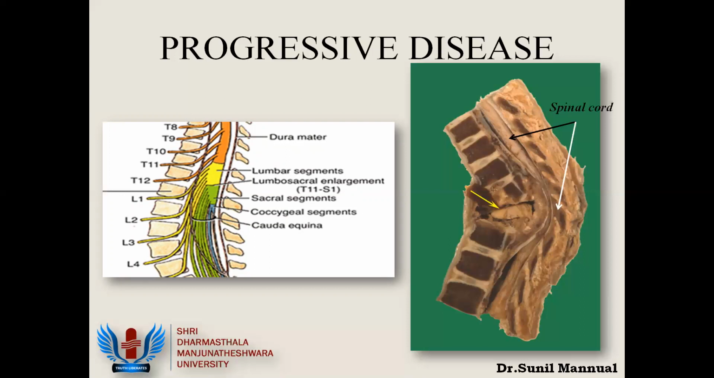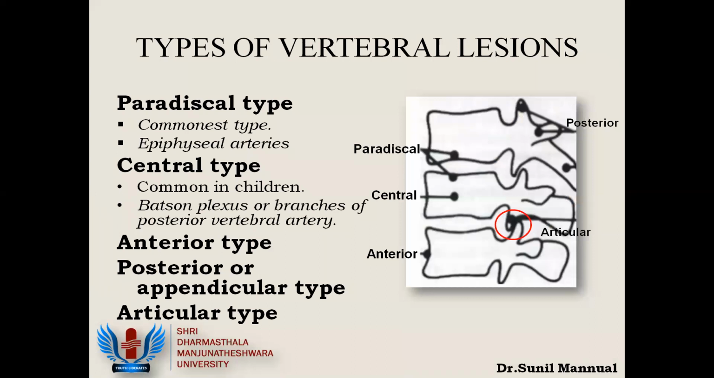So what I explained till now was a typical feature of the most common type of tuberculosis, that is the paradiscal type of tuberculosis. So what I've labeled as one is paradiscal. You can clearly see that the paradiscal is on either side of the intervertebral disc. So because it is near to the intervertebral disc, it is called the paradiscal type of involvement. And the other type of vertebral lesion is a central lesion. Central lesion is more common in children, and here the mode of spread of tuberculosis is proposed to be through the Batson's plexus of vessels. We also have something called an anterior type of tuberculosis.